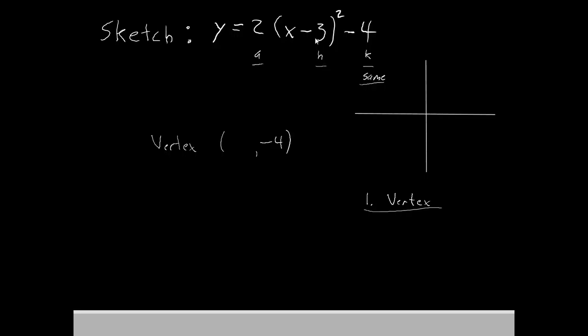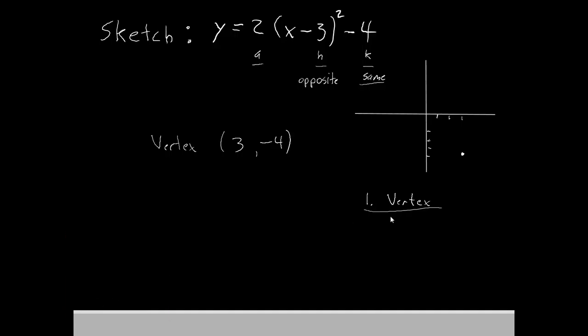Now, inside the parentheses, we have negative 3, but remember that the sign is opposite when it's inside the parentheses. So our x-coordinate is not negative 3, it is positive 3. And our y-coordinate, since we have a negative 4 on the outside, is still negative 4. Let's plot that point. We'll just go over by 3, and we'll go down by 4. We'll put our vertex right there. That'll be our first point.